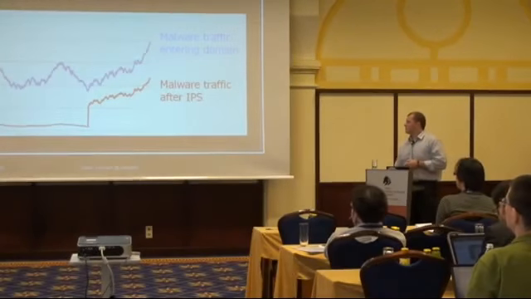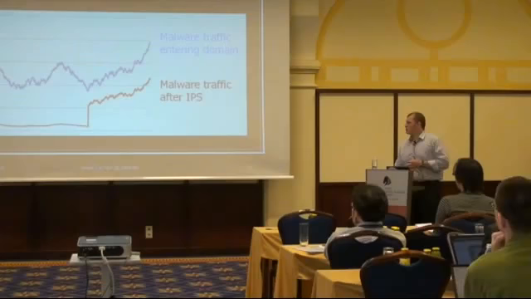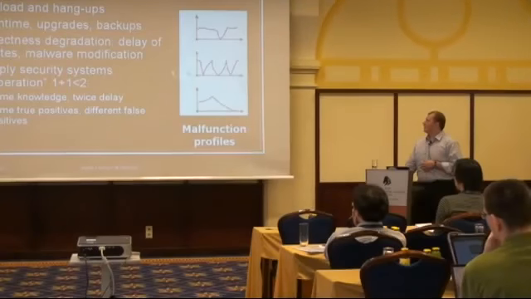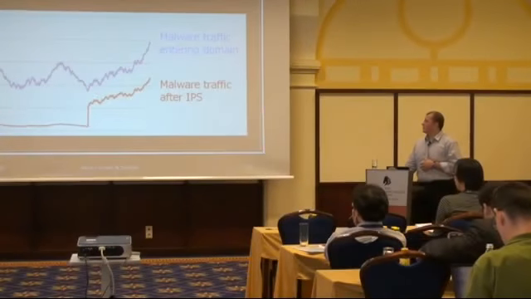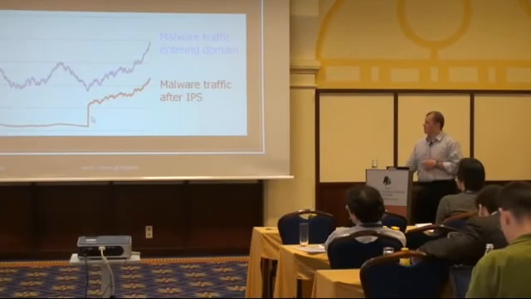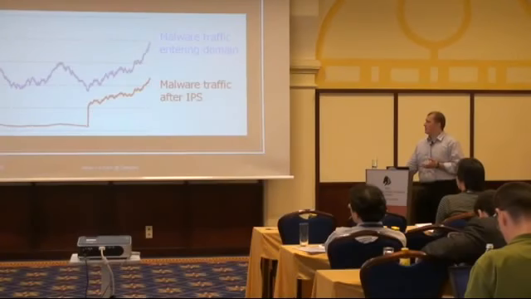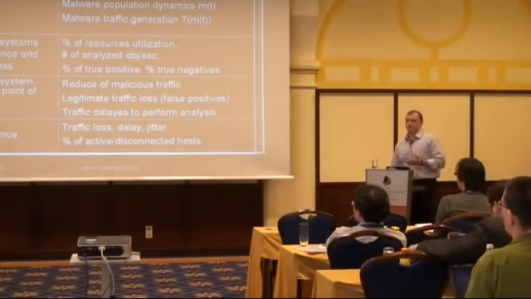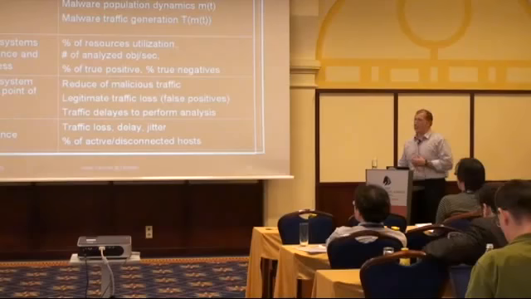Here's a simulation example of traffic from a security system failure. Here we have malware traffic entering the domain, and after the intrusion prevention system fails, the traffic going out goes down, and malware traffic jumps up. It's the kind of behavior that our model can reproduce, and that's how it can be introduced to the whole model of the global network.